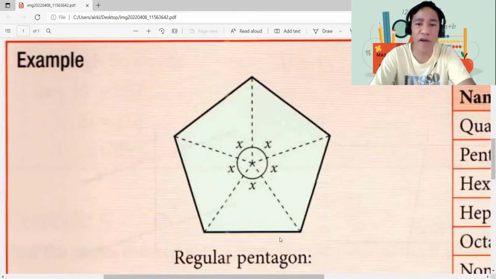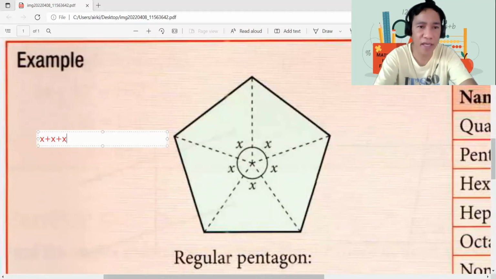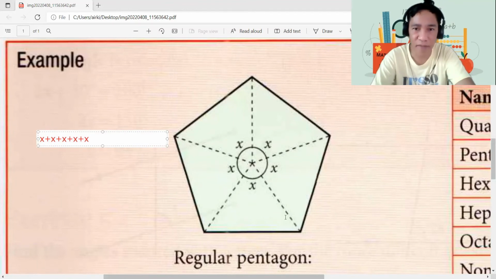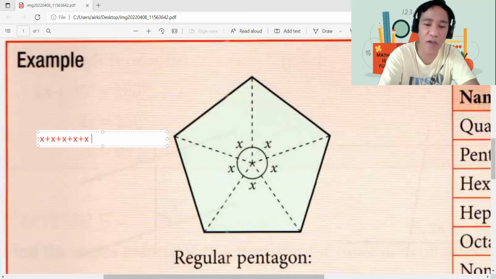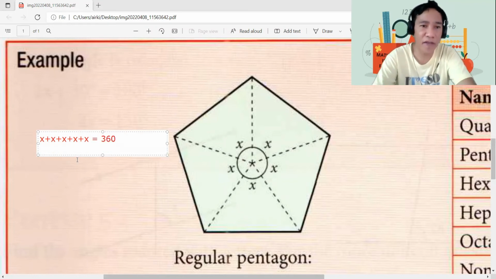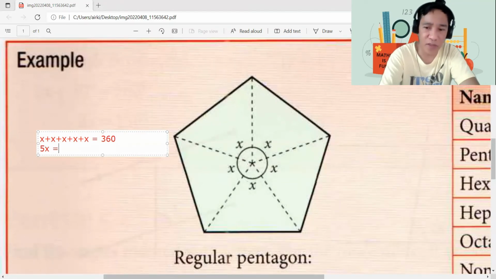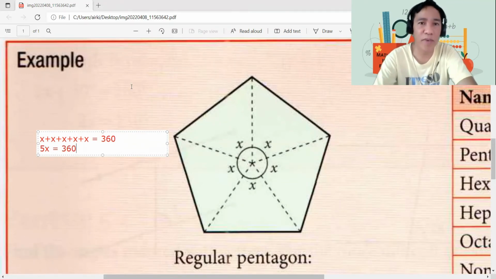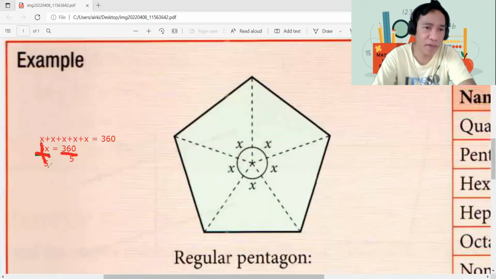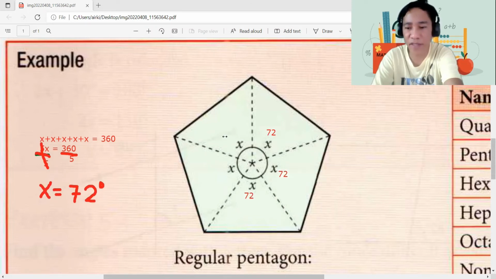So this is the regular pentagon because it has 5 sides. Here, we're going to find the value of x. All you have to do is add x plus x plus x plus x plus x. So how many x's? 5 x's: 1, 2, 3, 4, 5. And remember, this is in the form of a circle, so that is equal to 360 degrees. Then 5x is equal to 360 degrees. All you have to do is divide both sides by 5. So cancel 5 here, and 360 divided by 5, the value of x is equal to 72 degrees. Everything is 72 degrees.